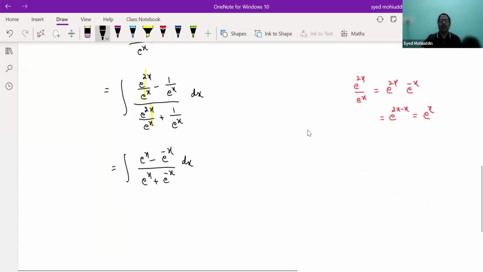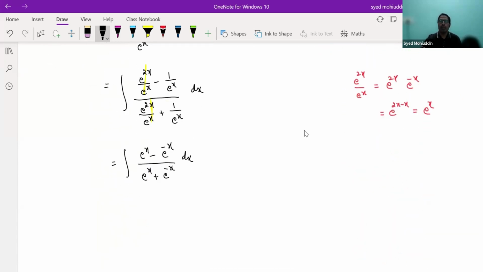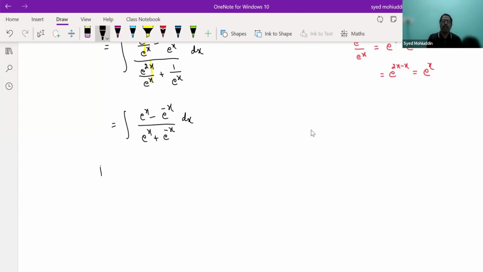Now let us try to check. If I take the denominator to be equal to t, will I get the numerator value? Put e power of x plus e power of minus x to be t, and let us try to differentiate. If I differentiate, I have to get the numerator. If not, I cannot take this t value. Let us try to differentiate.